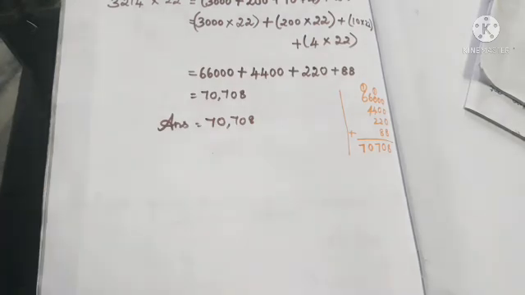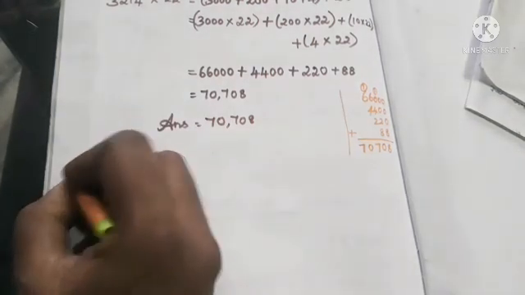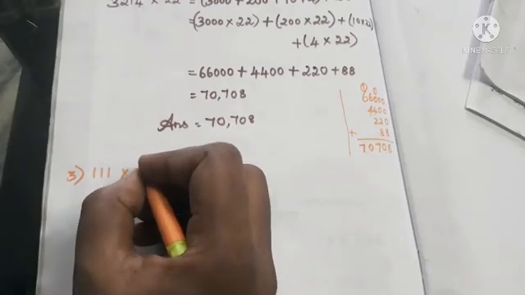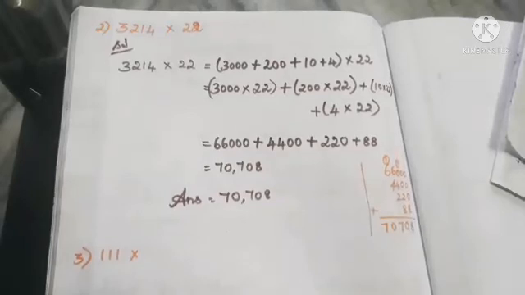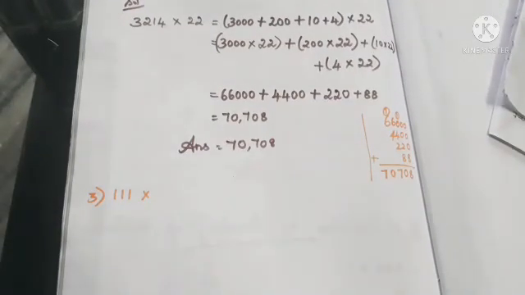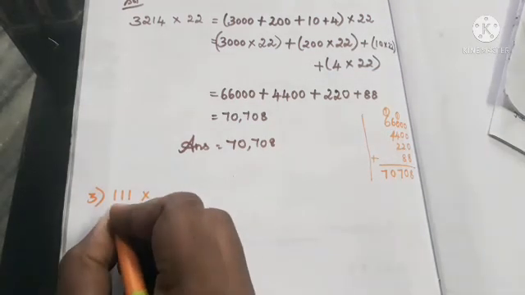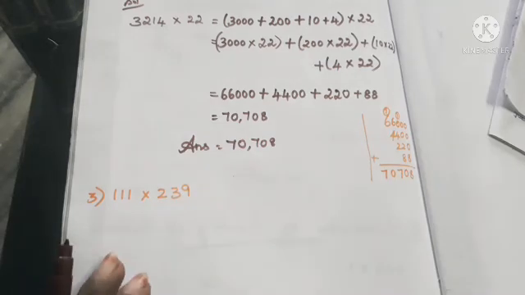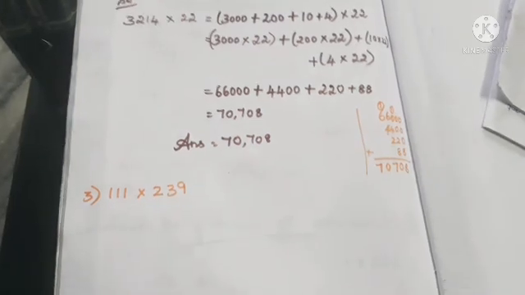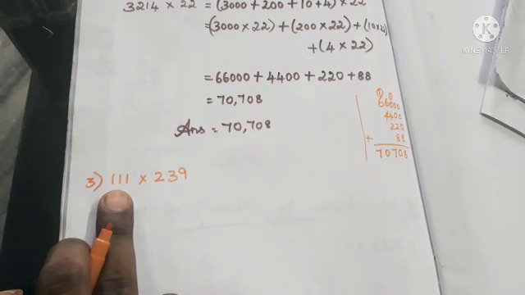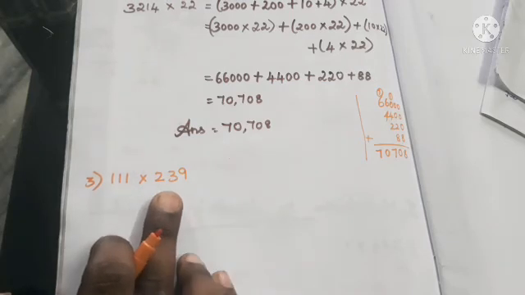So next problem, here we are going to multiply a 3-digit value by a 3-digit. Okay. So the first question we had was multiplying 3-digit by 1 digit. The second question we had was multiplying 4-digit by 2-digit. Here we are going to multiply 3-digit by 3-digit, that is 111 by 239. Okay. 111 by 239. So we know we have to break the number. First number is what? What's our multiplicand? Yes, multiplicand is 111 and multiplier is 239.